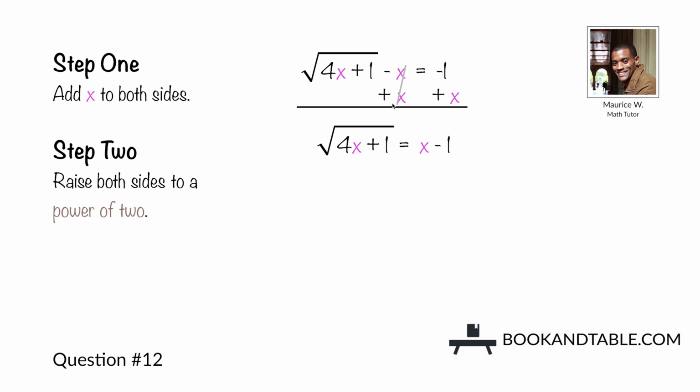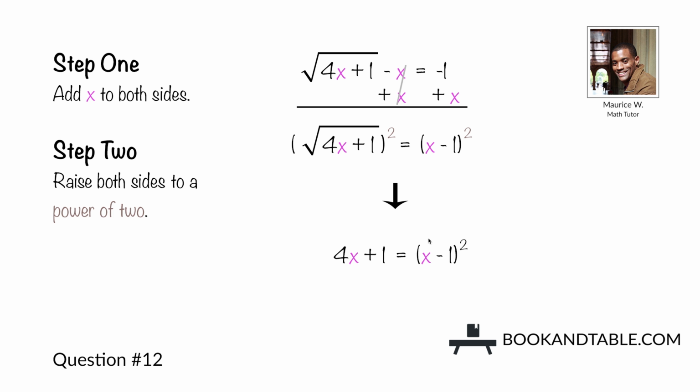Step 1, add x to both sides. This isolates the radical, the square root of 4x plus 1 on the left side of the equation. And now on the right side, we have positive x minus 1. So now step 2, raise both sides to a power of 2, leaving you with 4x plus 1 on the left side. And on the right side, we have x minus 1 squared.